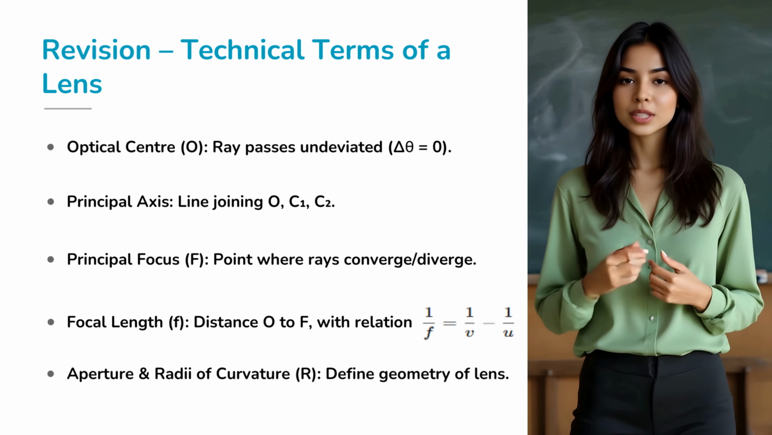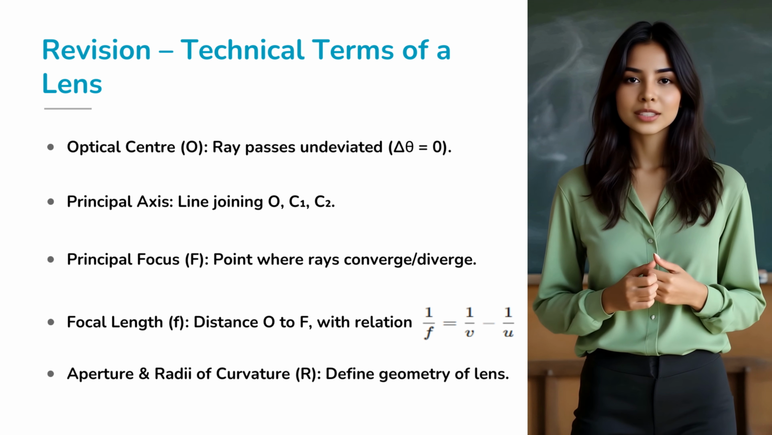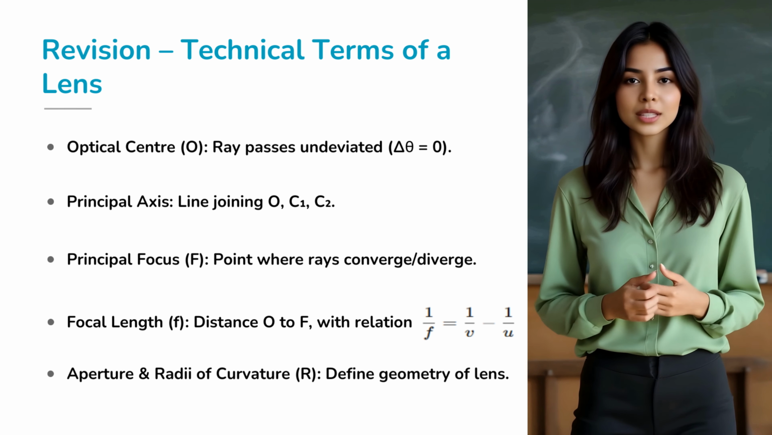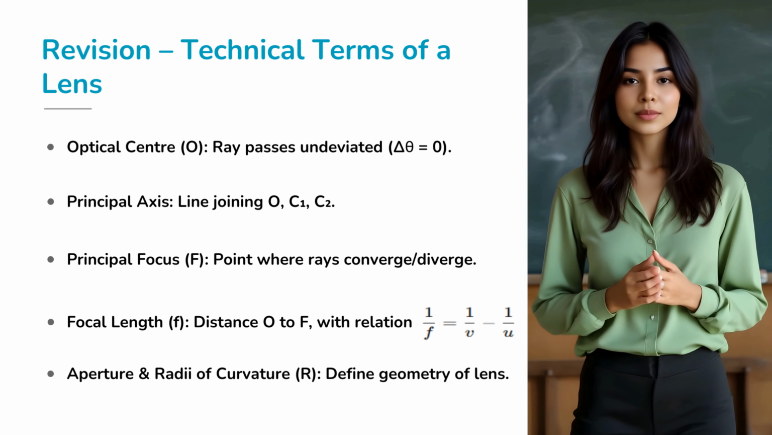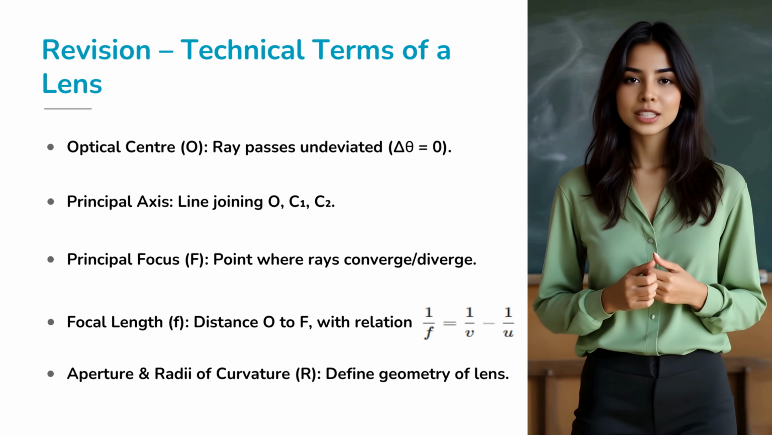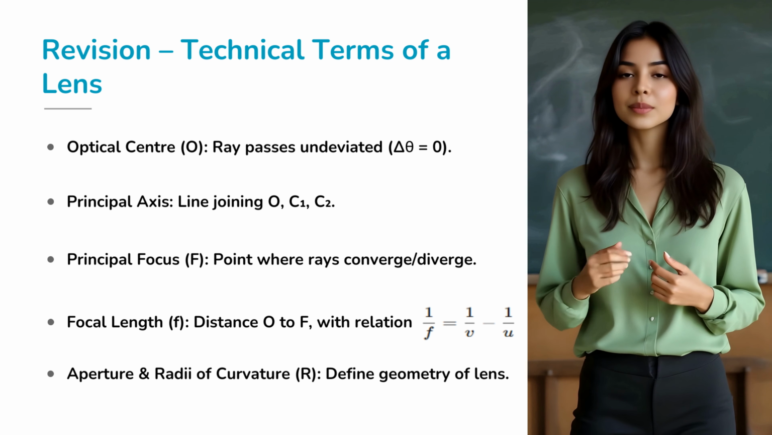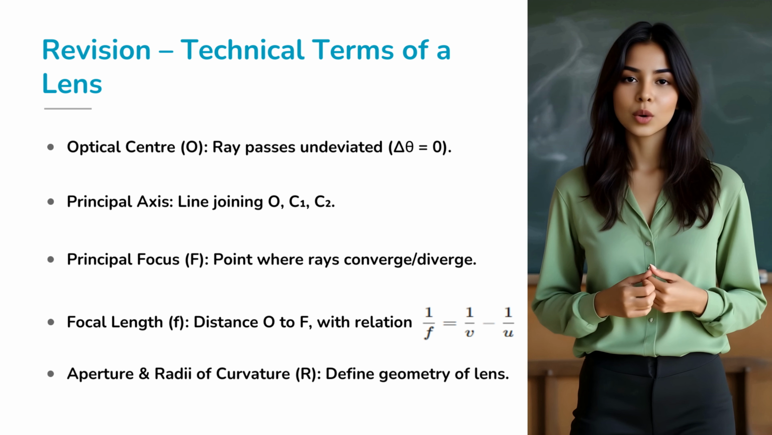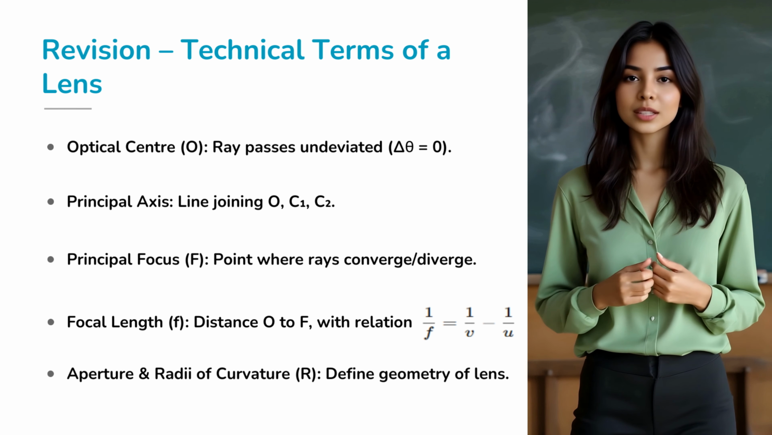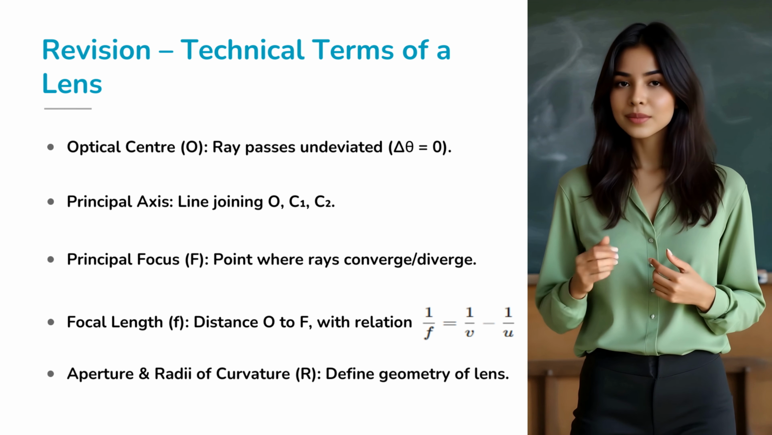First up, the optical center O. Remember, this is the magical point in the middle of the lens where a ray of light passes straight through without bending. Symbolically, delta theta equals 0. In real life, it's like a VIP guest walking through a crowded hall, no detours, no checks, straight to the other side.